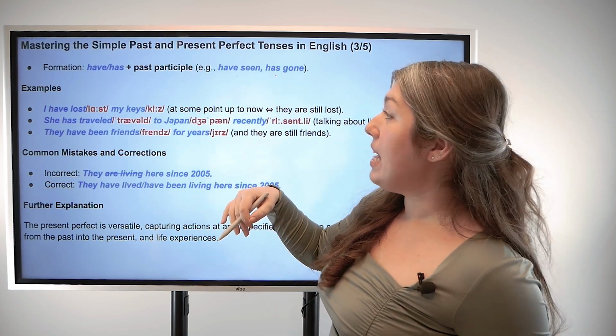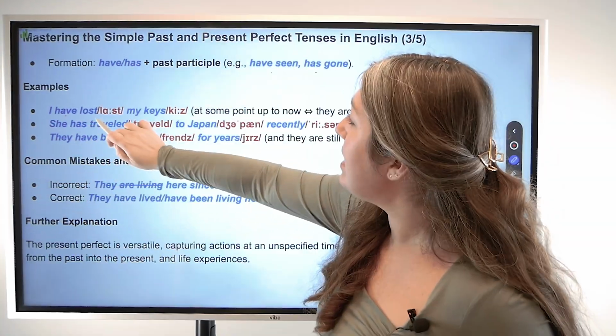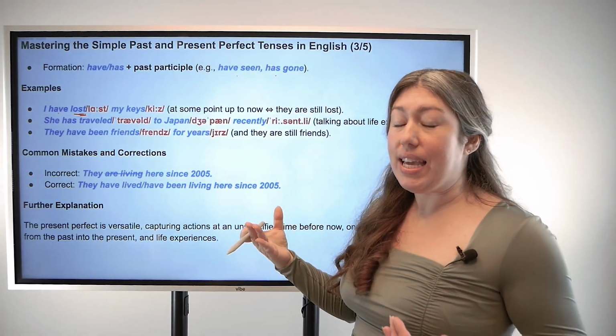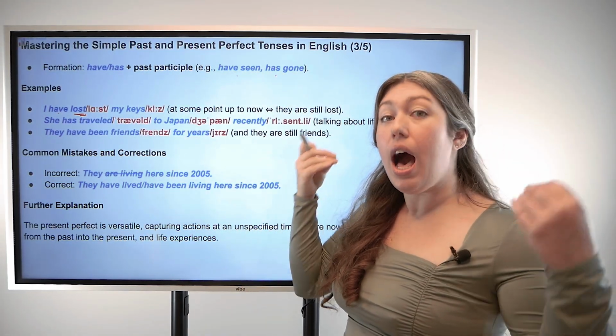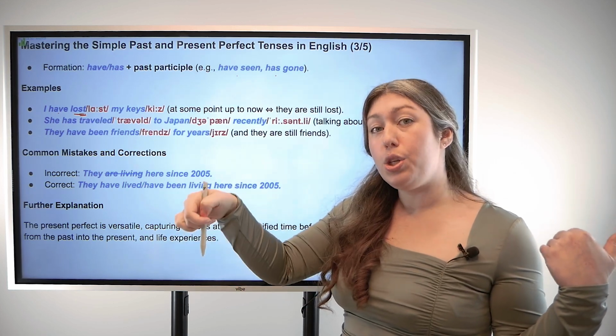I have lost my keys. So we have have, and our past participle. I have lost my keys means at some point I lost my keys, so it's a past action that has relevance to the present time.